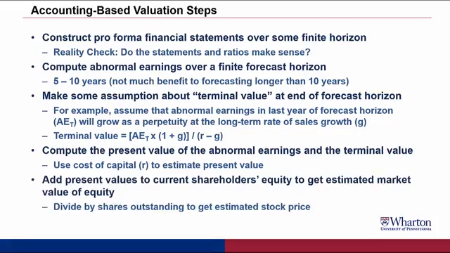Then we can add the present value of abnormal earnings, the present value of the terminal value to current shareholders' equity to get the estimated market value of equity, and then divide that by shares outstanding, and we have stock price.